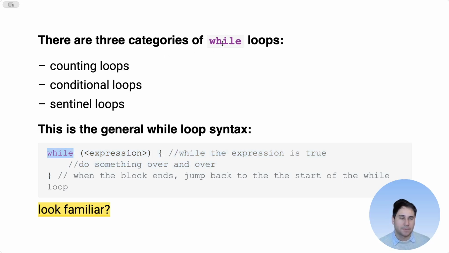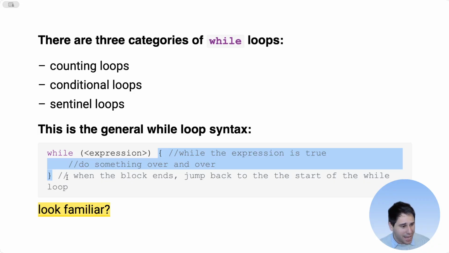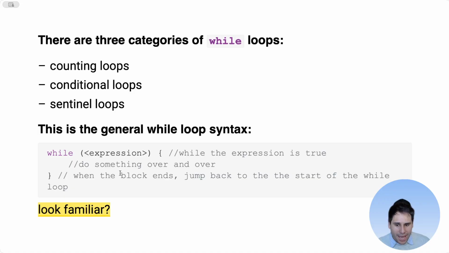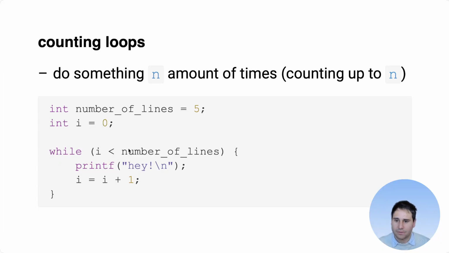There are three ways that we can use this while loop: counting loops, conditional loops, and sentinel loops. So I say while something is true, and this is just a Boolean condition, a yes or no condition, then we run the block. Then the block ends. For an if statement, it would just continue running line by line. But for a while statement, something else happens. When the block ends, we jump back and recheck the expression. If it's still true, then we repeat ourselves. So while something is true, repeat yourself.